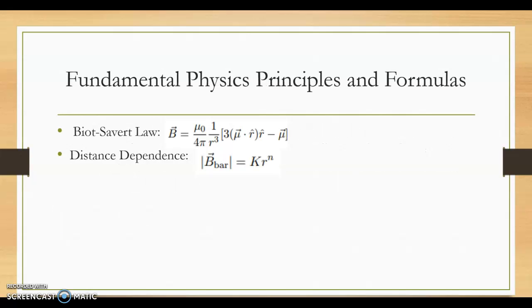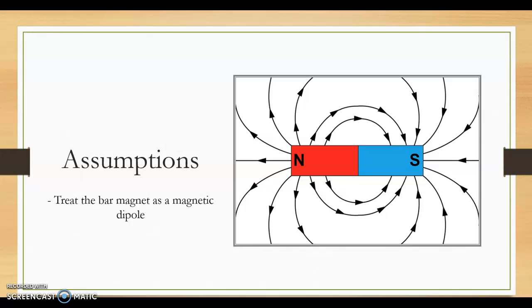And here are some of the fundamental physics principles and formulas used. Here's the Biot-Savart law, and here's the distance dependence formula used. For my assumptions, I treat the bar magnet as a magnetic dipole that functions as you can see in the image on the right.